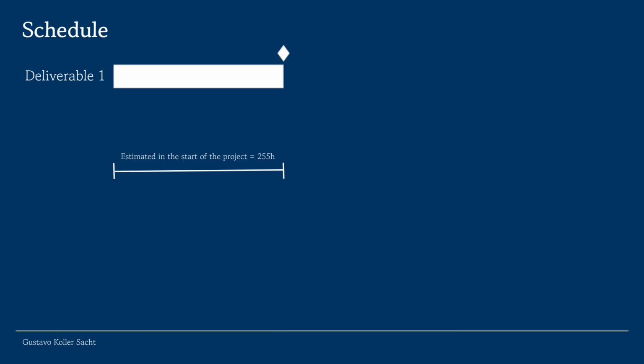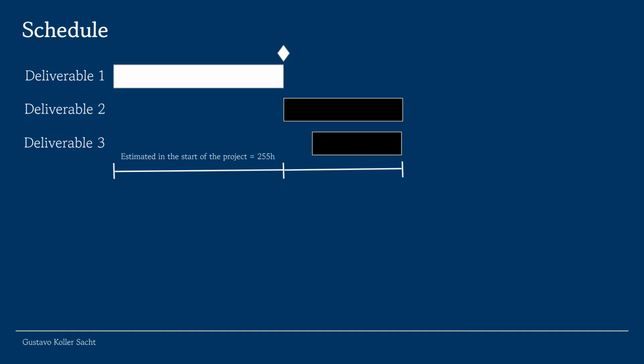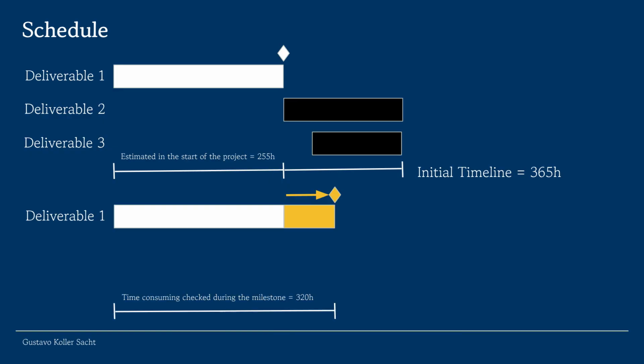For deliverable 1, the estimated project duration at the start was 255 hours. Deliverables 2 and 3 have their own estimated durations, culminating in an overall initial timeline. The sum of all estimated durations gives us the initial timeline of 365 hours. During the project, we track the time consumed for each deliverable up to a milestone. For deliverable 1, the time consumed is 320 hours.